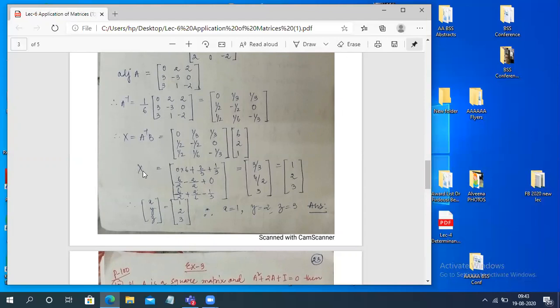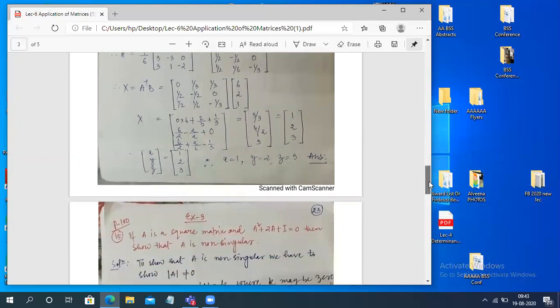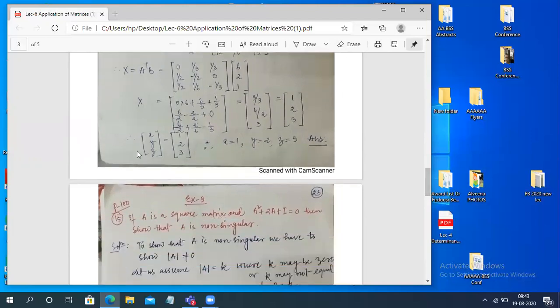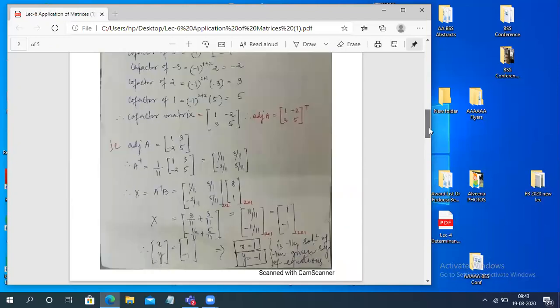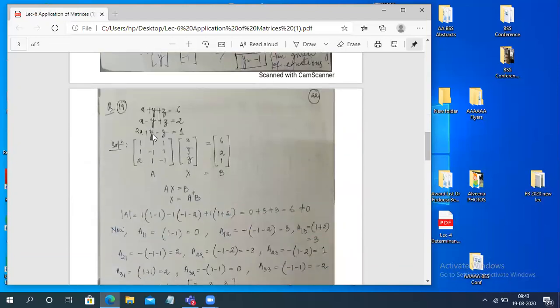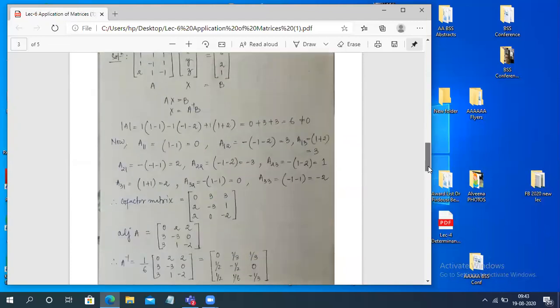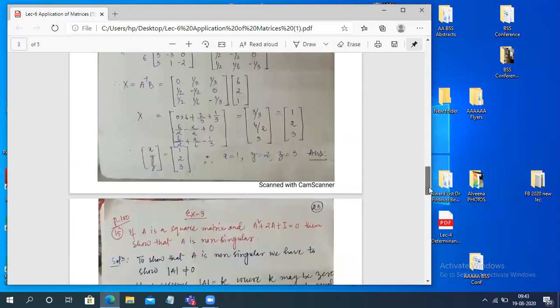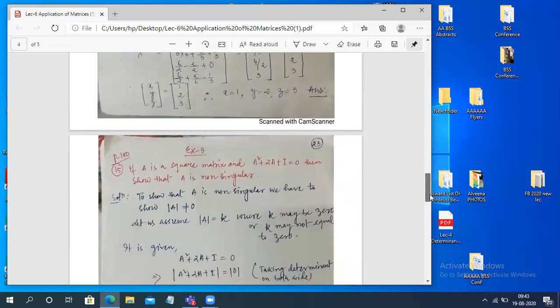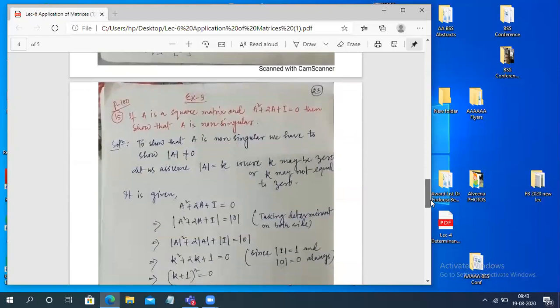Now if we compare the left hand side and right hand side, your capital X is your unknowns x, y, z, and by equality of two matrices we can write x is equal to 1, y is equal to 2, z is equal to 3. So 1, 2, 3 is the solution of the given system of linear equations. Is it clear now? Hope you have understood.